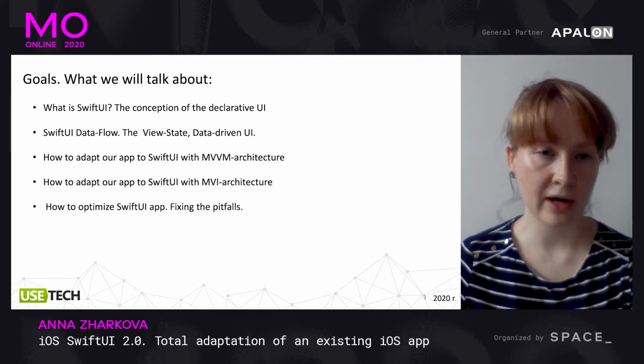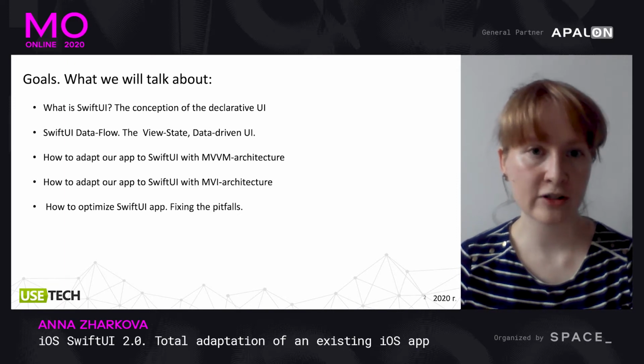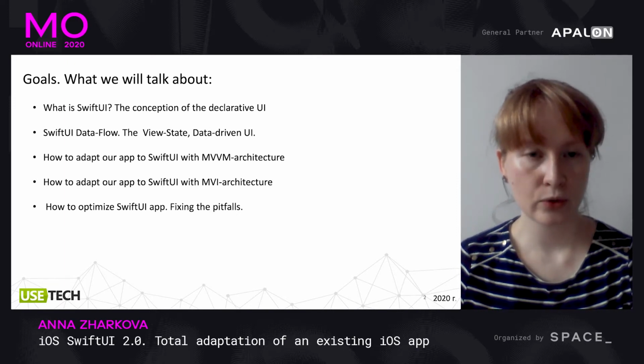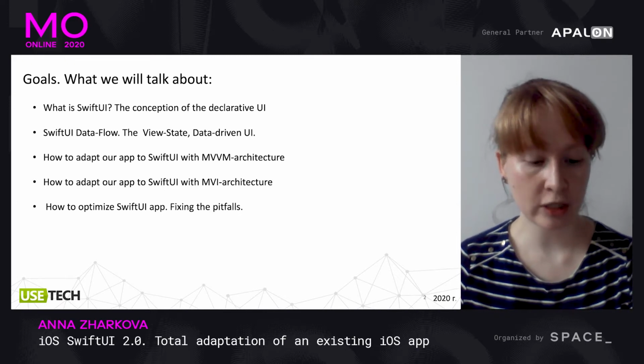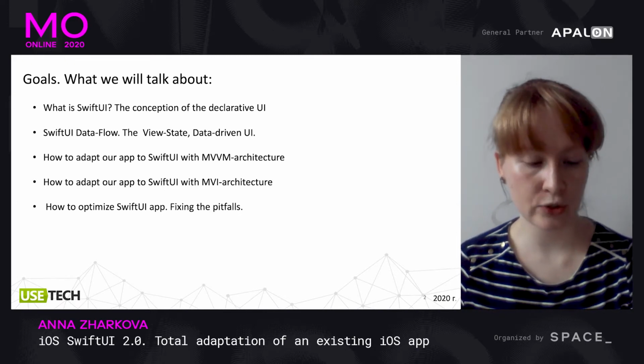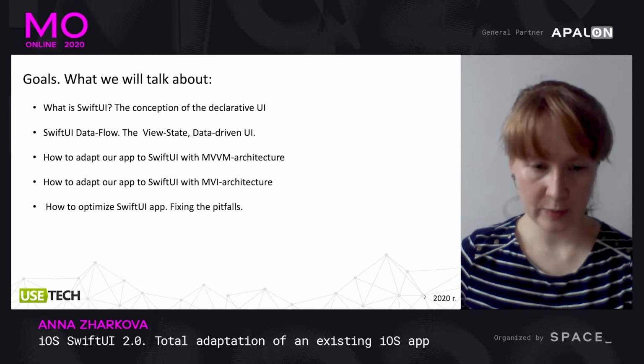Next, we will talk about how to adapt our application to SwiftUI using two architectures, two basic solutions, MVVM and MVI. Next, we will talk about the pitfalls in our solution and how it could be optimized using different ways. So let's begin.